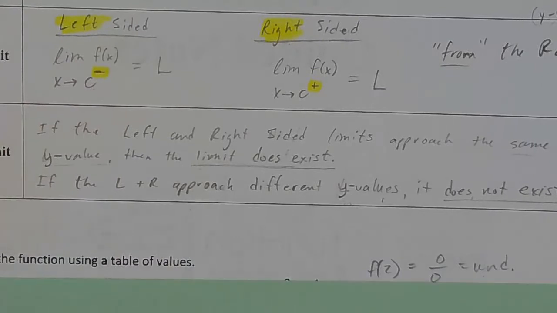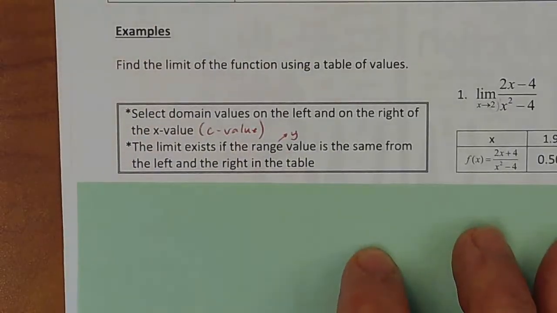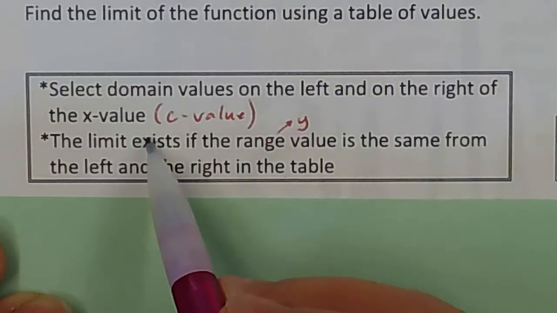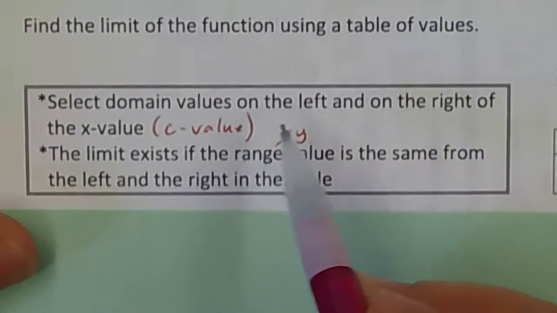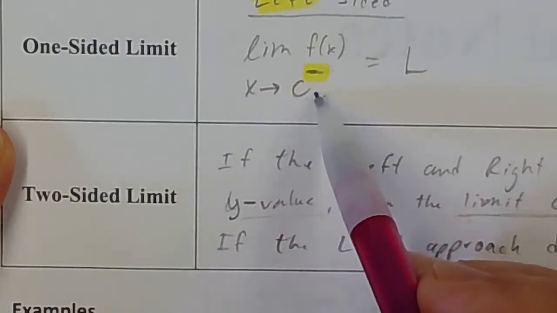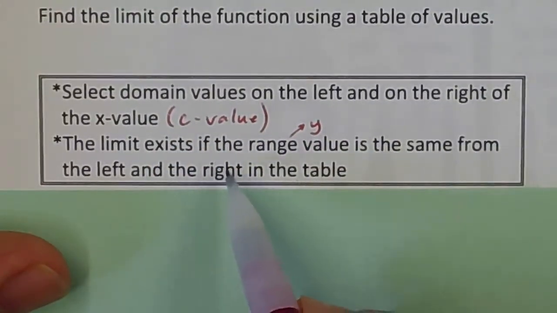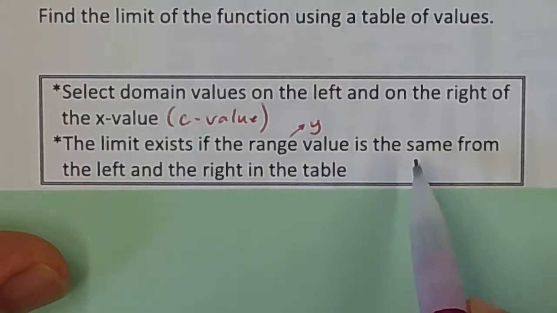Okay, so let's get into this example. Find the limit of the function using a table of values. I added a couple of things in here just to make sure we're clear. It says select domain values on the left and on the right of the x value, also referred to as the c value. Maybe you want to add that in there. So the left and right of this c value in the definition. They'll say as x approaches like 2 or 3. So that's the value they're talking about. And then the limit exists if the range or y value is the same from the left and right in the table. Kind of what we talked about when limits do exist. They have to approach the same range or y value.